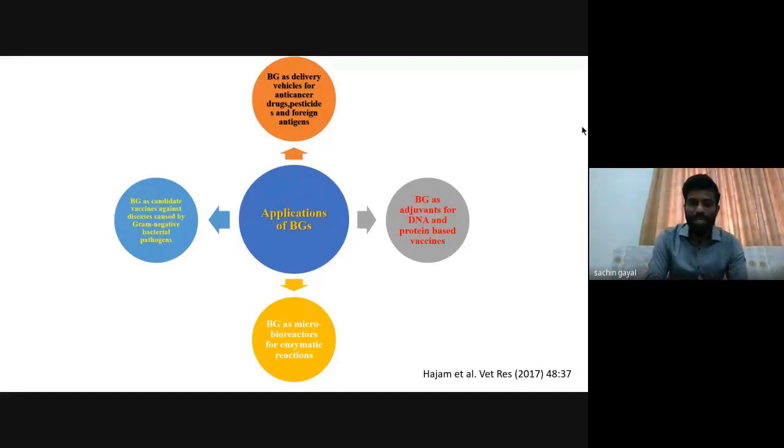Bacterial ghost. This is an example of a microorganism derived adjuvant. Bacterial ghosts are readily used as adjuvants for DNA or protein based vaccines, as microbioreactors for enzymatic reactions, as a candidate vaccine against gram-negative infections, and as delivery vehicles for anti-cancer drugs as well as pesticides and foreign antigens.